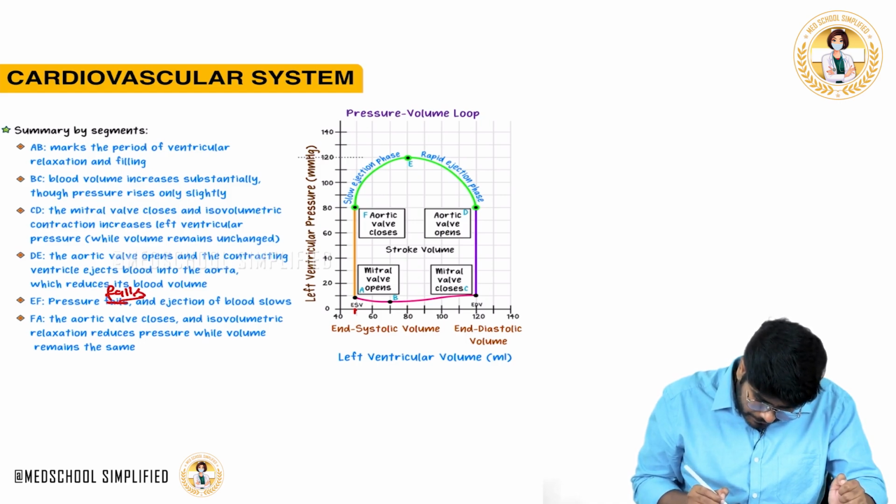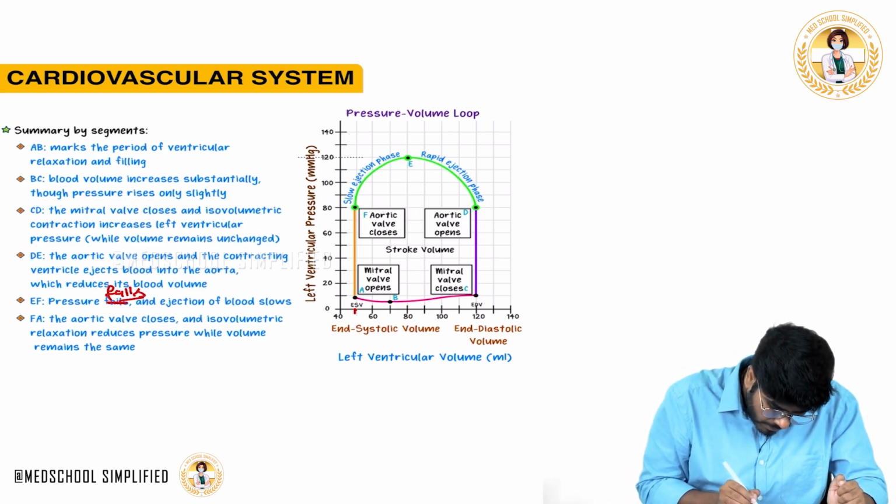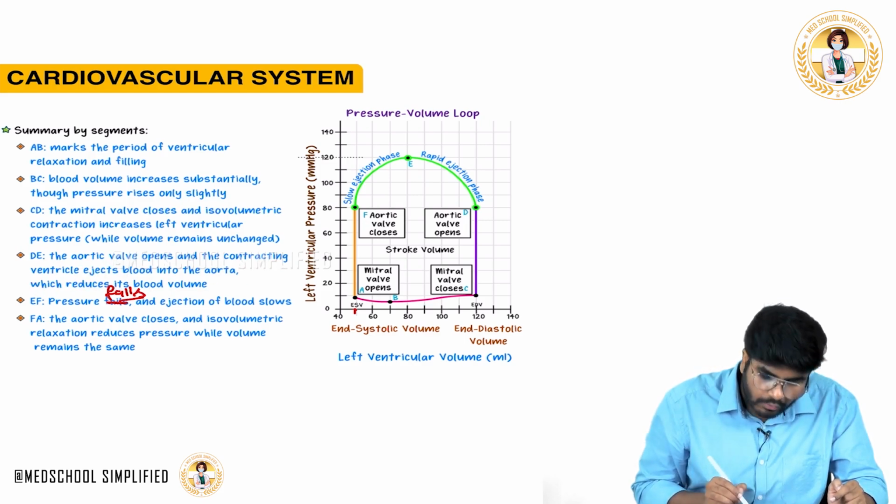And what is D to E? D to E is the rapid ejection phase. What is happening? There is rapid ejection. The aortic valve opens and the contracting ventricle ejects the blood into the aorta, which reduces its blood volume.